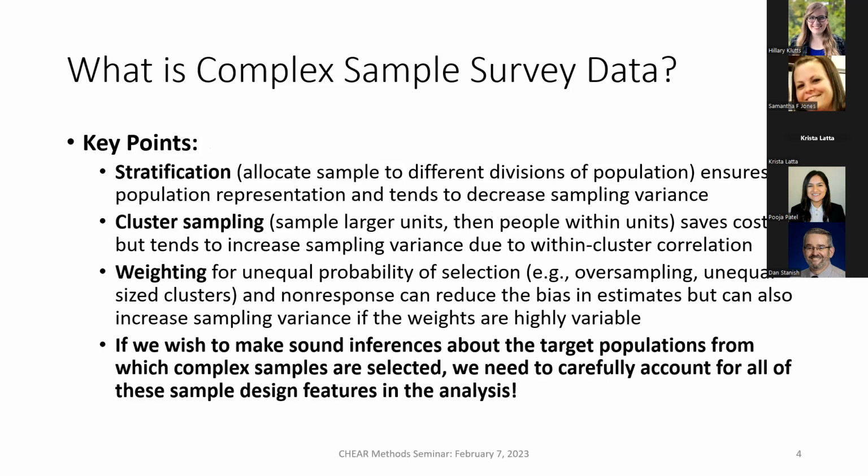So some of these key points, if you haven't heard about these terms before, these design features, with stratification, what you do is you allocate the sample that you want to select to different divisions of the population. So you divide a population into all possible known groups. You allocate a certain amount of your sample size to be selected from each of those divisions. And this design technique ensures that you're representing your population with respect to these different strata. So you're not giving yourself a chance of missing any of these strata in the sample selection.